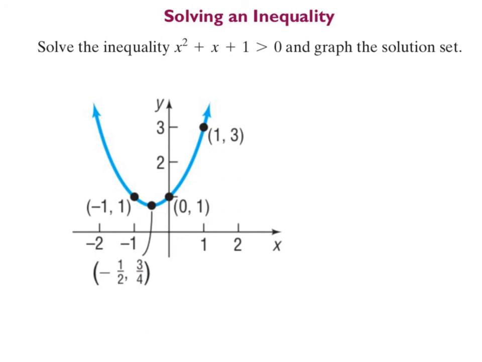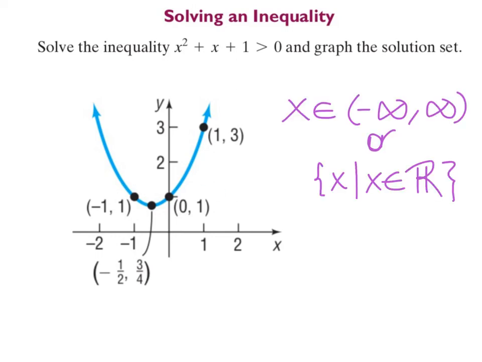With a function that has no real roots, that means that the quadratic, in this case, either exists completely above the x-axis or completely below. So in graphing this function, I can see that it exists completely above the x-axis. So where is it greater than 0? Everywhere. So that would be all real numbers, either in interval or set builder notation.